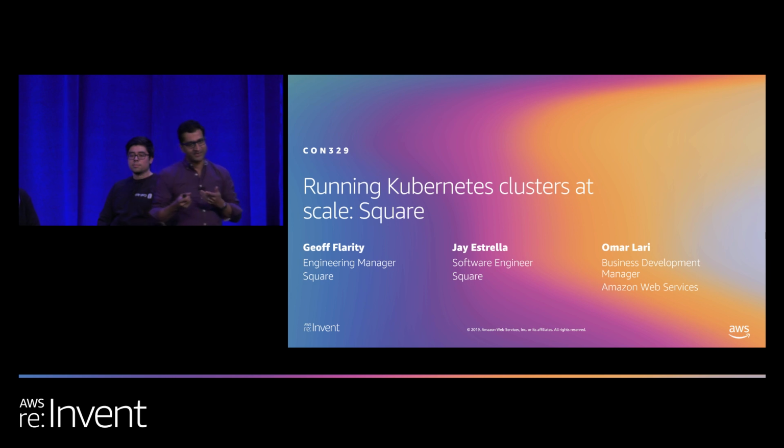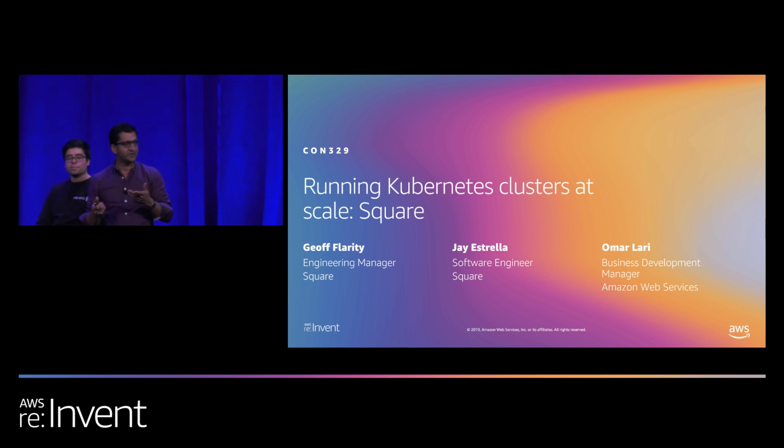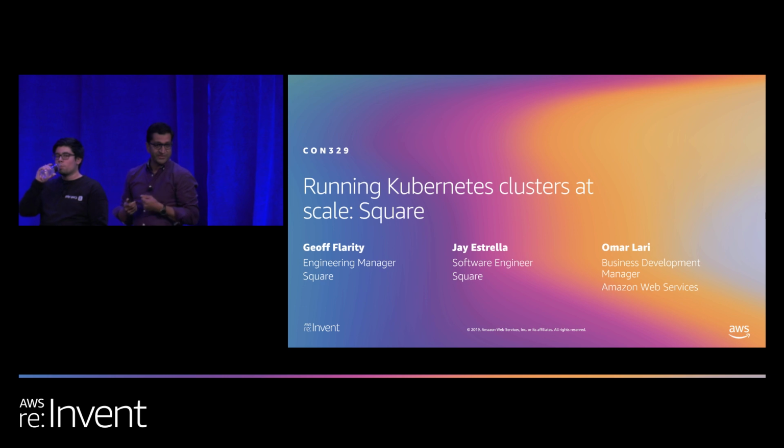Today we're going to talk about running Kubernetes at scale at Square. As part of my role, I get to work with customers all around the world as they adopt container services on AWS. And today I have the privilege of being joined by Jeff Flaherty and Jay Estrella from the Cash App team at Square. We're going to talk about how they've leveraged EKS to move some of their production applications on top of it.